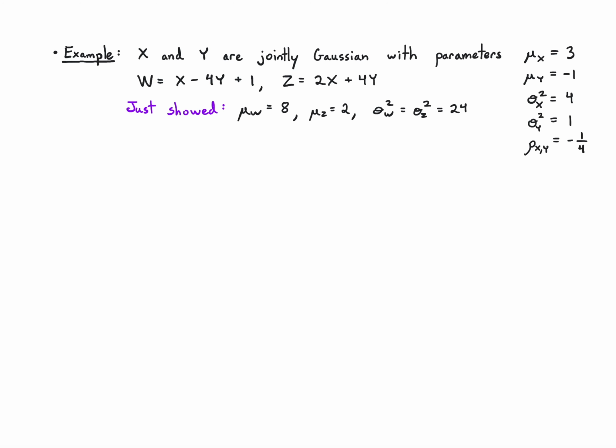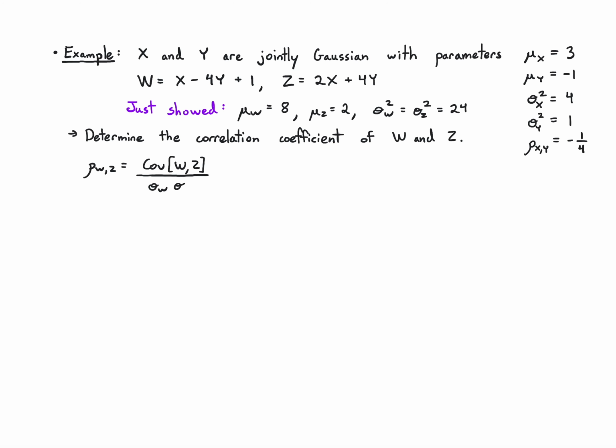Okay, so the last thing to do is to determine the correlation coefficient, right? So if you look on the right here, we have the top 4 parameters now for w and z. We need the last one, the correlation coefficient between w and z. Okay, so remember that the correlation coefficient is defined as the covariance of w and z divided by the standard deviation of w and z. All right, so let's just calculate the covariance. And we've already seen a formula for computing covariance of linear functions, and we're just going to employ that directly.